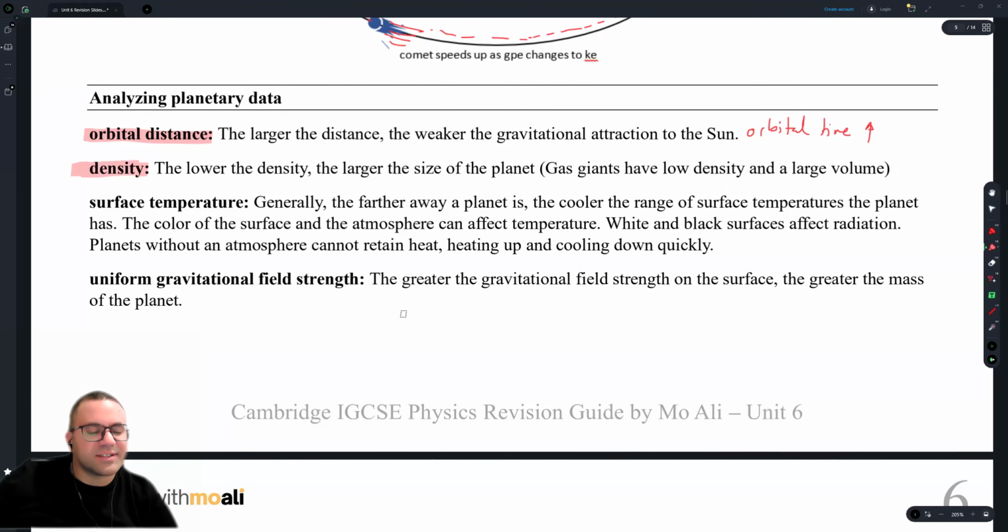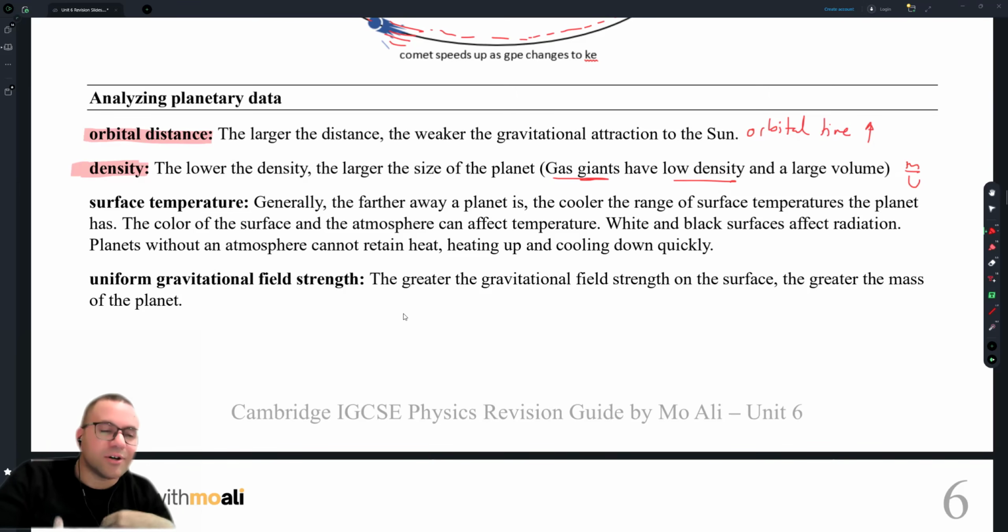Density. What is density? The mass per unit volume. What does that tell us? It tells you the type of material this planet is made of, right? For example, gas giants have a low density. Even though they're big and huge, they have a low density because they're mostly made of what? Gases. Whereas if we get closer to the sun, you have these solid, rocky, smaller planets. They have a much higher density, which means the size of the planet is small and they're heavy at the same time.